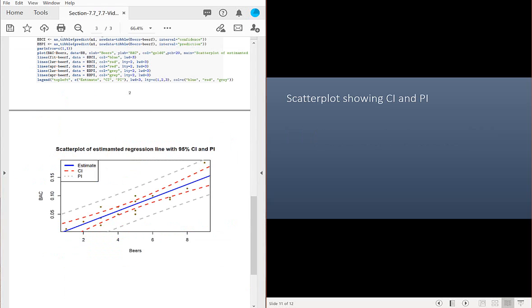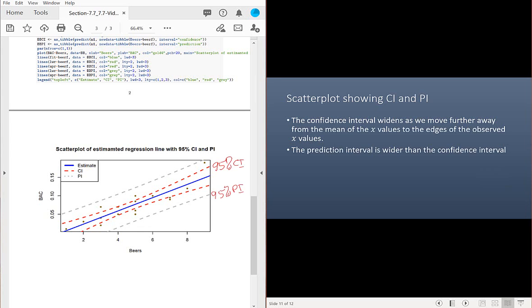We can also create a scatter plot that shows the confidence interval and the prediction interval for all values of x. The blue line is the estimated line of regression. The red dashed lines show the 95% confidence interval, and the gray dashed lines show the 95% prediction interval. Notice that the confidence interval widens as we move further away from the mean of the x values to the edges of the observed x values. We can also see that the prediction interval is wider than the confidence interval, since we must account for both the uncertainty in the mean and the randomness in sampling a new observation.